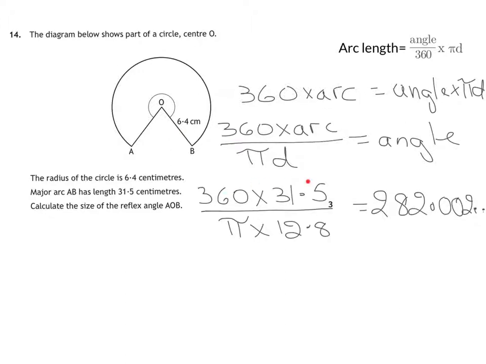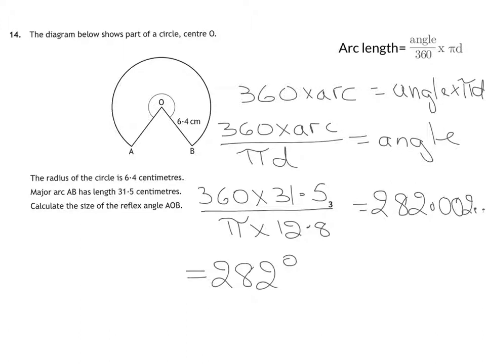So chucking all this into the calculator, I get 282.002 degrees. So let's round that to something sensible. So I'm going to round it to 282 degrees. So we get the 282. Even if I rounded it to 2 decimal places, because I've got my zeros there, it's just 282. So that is how you get your 3 marks.